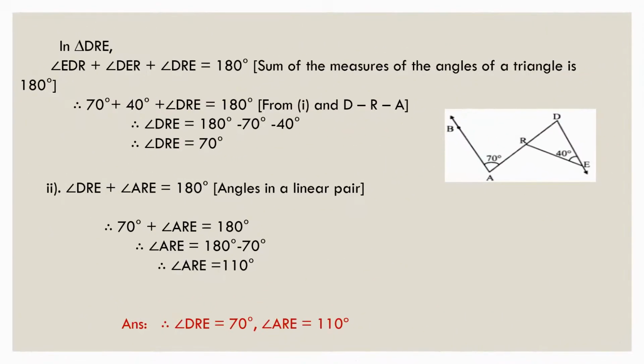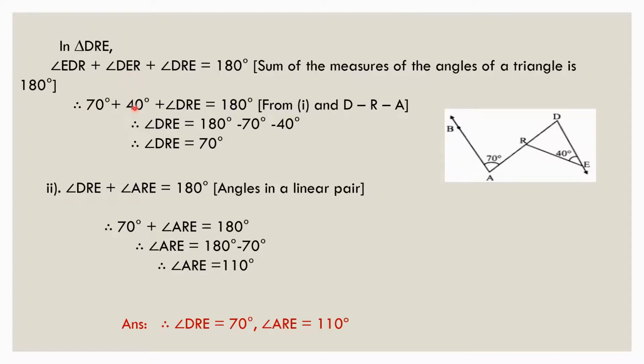And now I am considering the triangle DRE. The sum of the three angles of a triangle is 180 degrees. Therefore, angle EDR plus angle DER plus angle DRE is equal to 180 degrees. Angle EDR is equal to 70 degrees and angle DER is equal to 40 degrees.